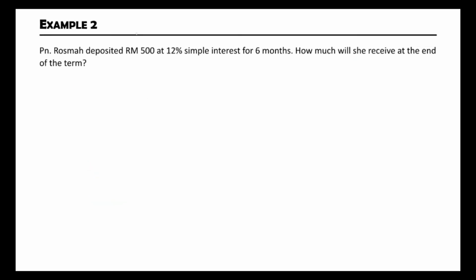Example 2. Puan Rosmah deposits RM500 at 12% simple interest for 6 months. How much will she receive at the end of the term? So she deposits 500. 500 is her principal. 12% is R, 0.12. Simple interest, so this is the keyword. Simple interest for 6 months means T is 6 over 12. Therefore, we have principal of 500, R equals 0.12, T is 6 over 12. How much will she receive at the end of term?